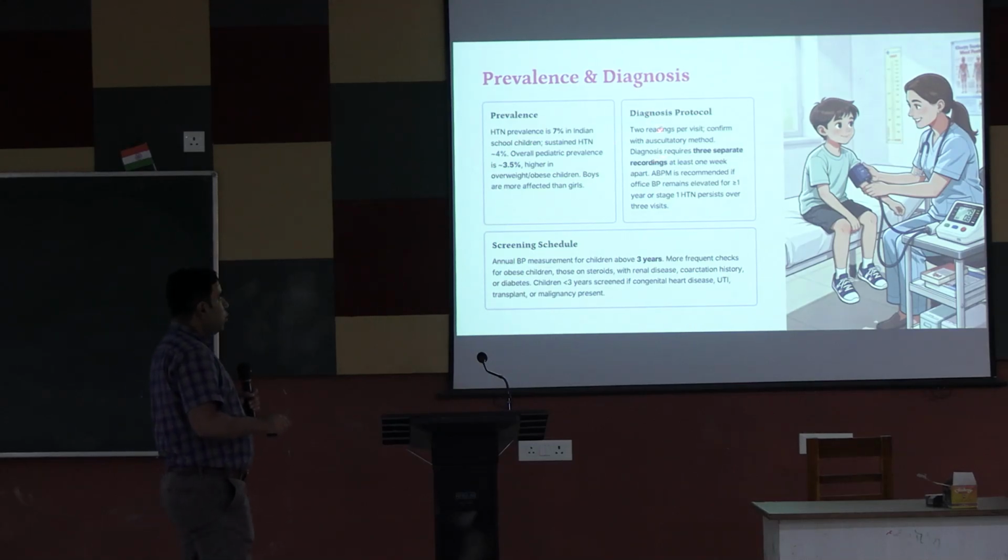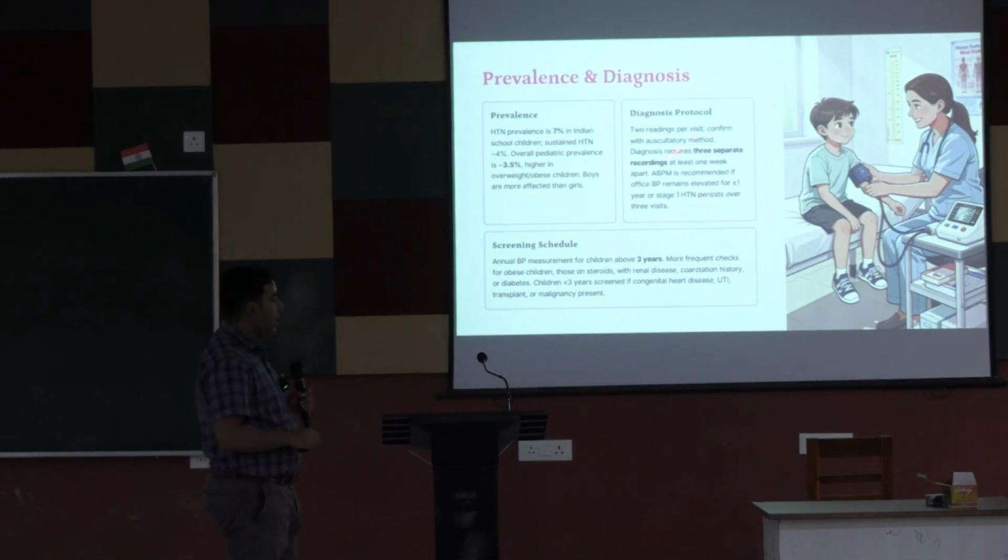Diagnosis protocol: 2 readings per visit, confirm with the auscultatory method. Diagnosis requires 3 separate recordings at least one week apart. That means at least 3 recordings, 1 week apart, are required to confirm hypertension.